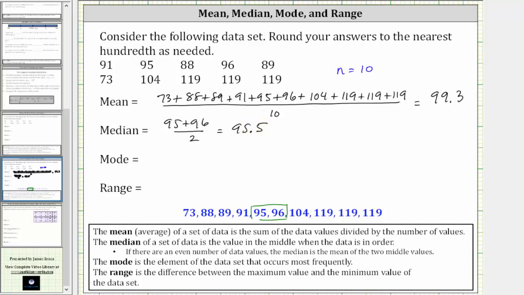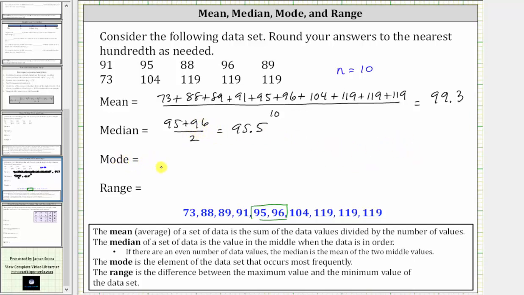If we had an odd number of data values, let's say we had data values like 1, 5, 9, 15, and 20, notice how the 9 is in the middle, and therefore the 9 is the median. So when we have an odd number of data values, the median is a data value in the data set. When we have an even number of data values, we have to find the mean of the two middle values.